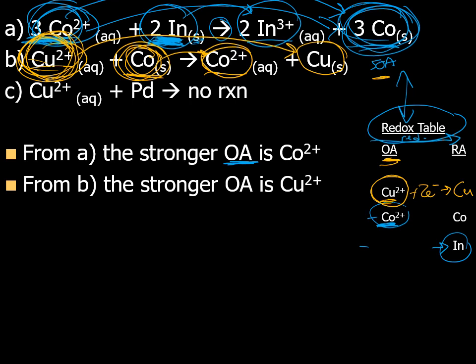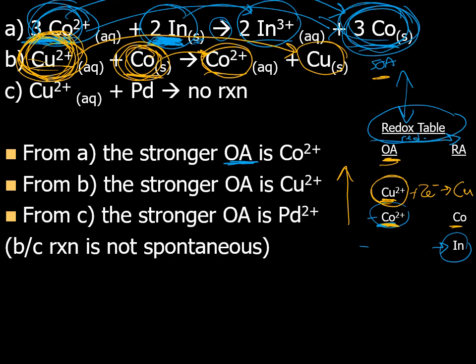So I know that copper is better at gaining electrons, so it's going to be higher up on this list than cobalt is. I know cobalt's lower. That's what this second reaction is telling me. And from the last one, I see copper and palladium coming up, and palladium in this case is the atom, and copper is the ion.